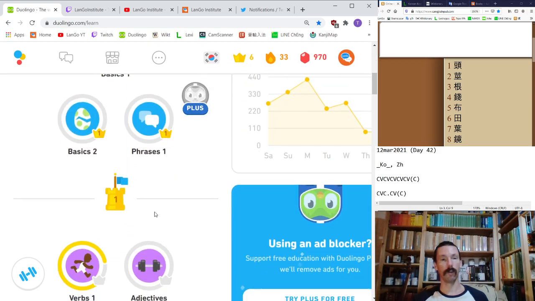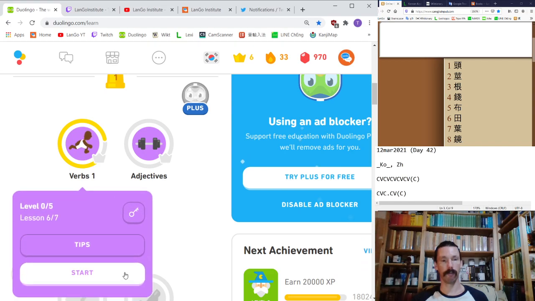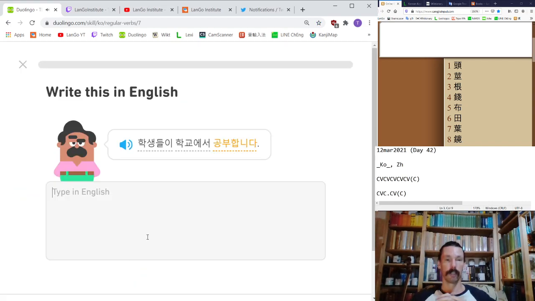So returning to our main language for today, finish off this verbs thing first. 학생들이 학교에서 공부합니다. 에서 for the location. 학생들이 the students. The verb next, 공부합니다, they study. And what's left over in the sentence, our location, at school.